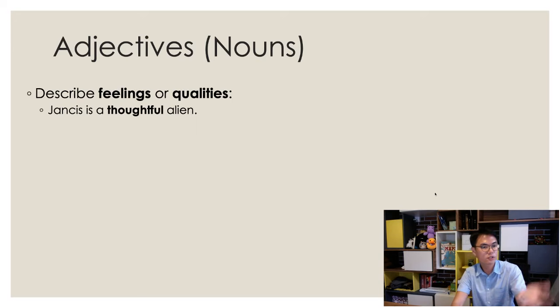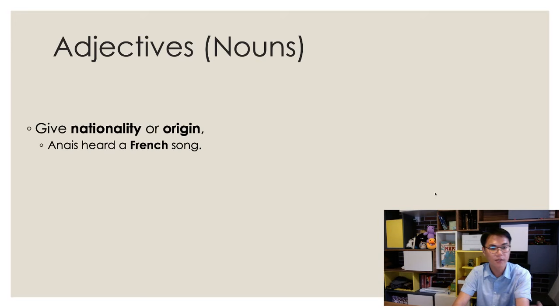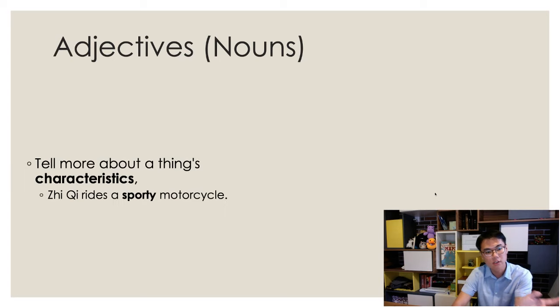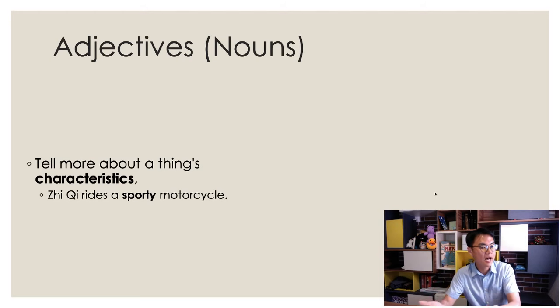Let's move on. So earlier we talked about feelings or qualities, okay? Then we talked about nationality or origin, even the characteristics, okay? So Zixi writes a sporty motorcycle. All right, in this case, who is sporty? The motorcycle or Zixi? Right? Again, look at which noun the word is closer to. In this case, the word sporty is very close to the noun motorcycle. So the proximity rule comes in here. The closer an adjective is to the noun, the more likely it is describing that noun. So sporty motorcycle is basically what the word sporty is describing.